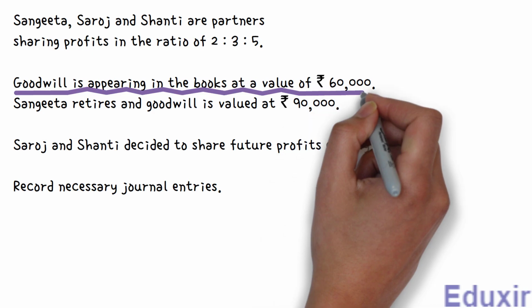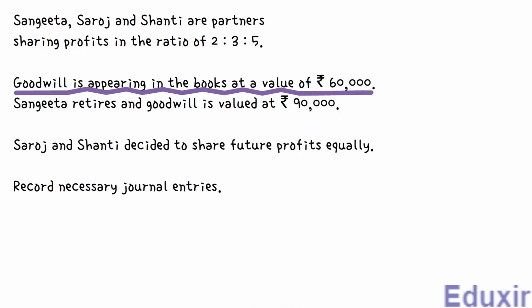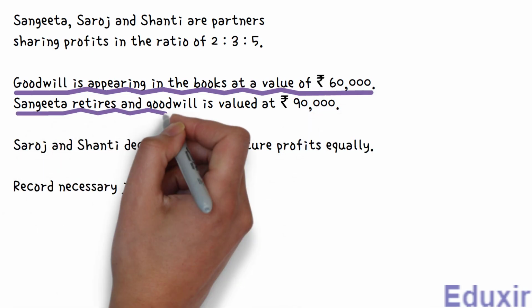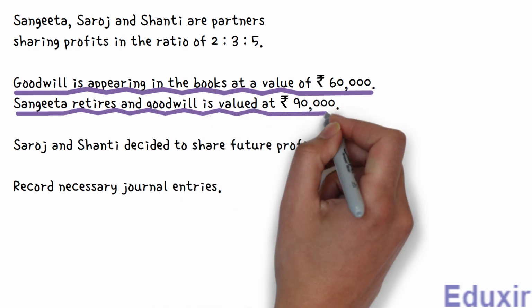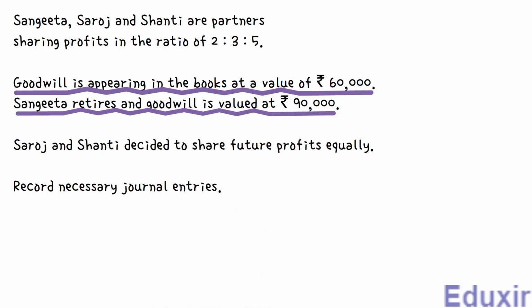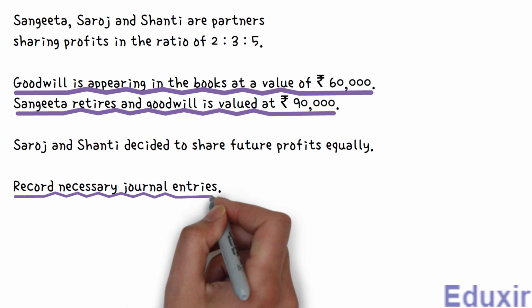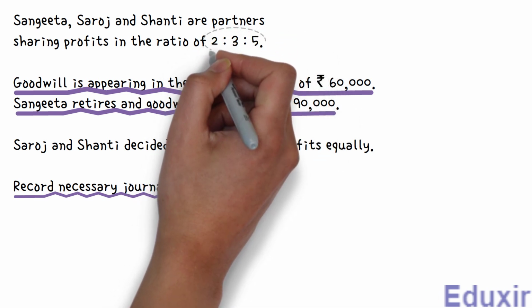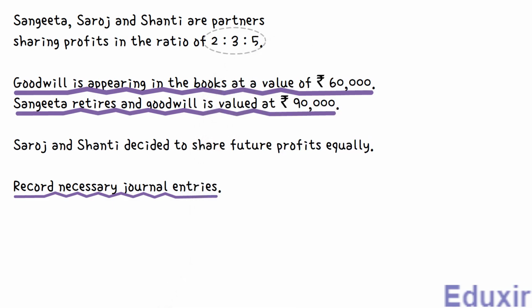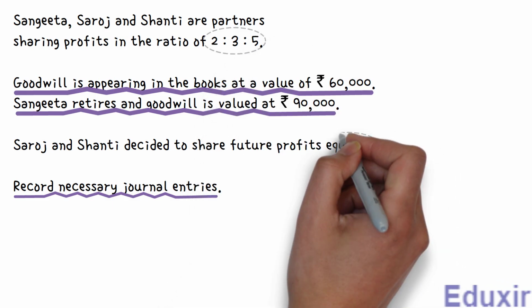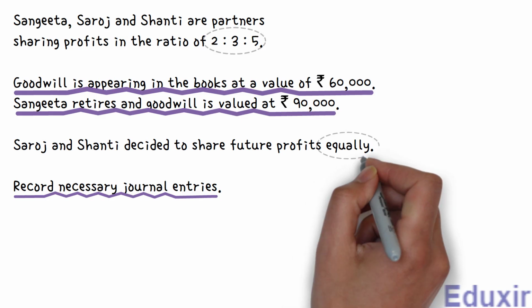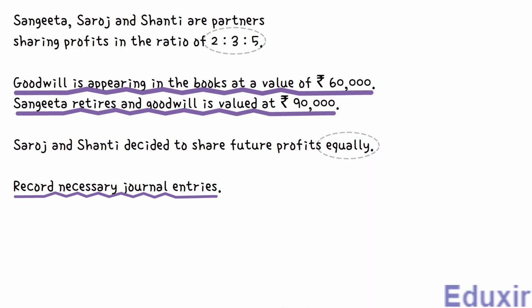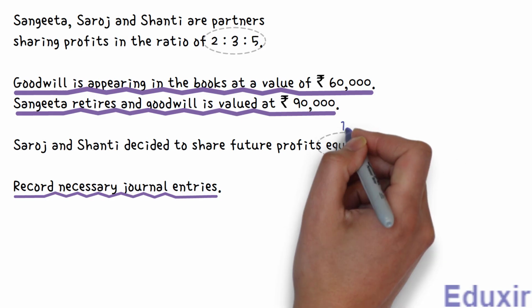So, it is given in the problem that the goodwill is appearing in the books at a value of 60,000 rupees. It is also given that after the partner Sangeeta has retired, the goodwill is valued at 90,000 rupees. Considering this, we need to record the necessary journal entries. It is also given that the profit sharing ratio in the old firm was 2:3:5, and in the new firm, the remaining partners Saroj and Shanti shared the profits equally. In other words, they were sharing the profits in the ratio 1:1.